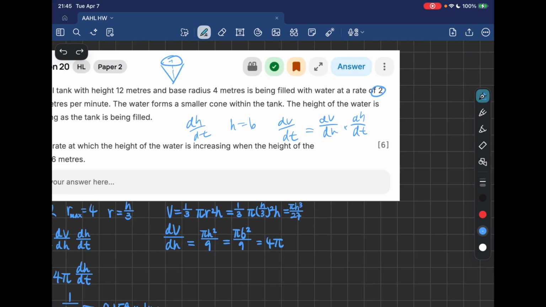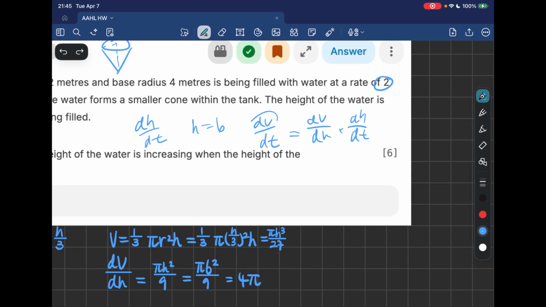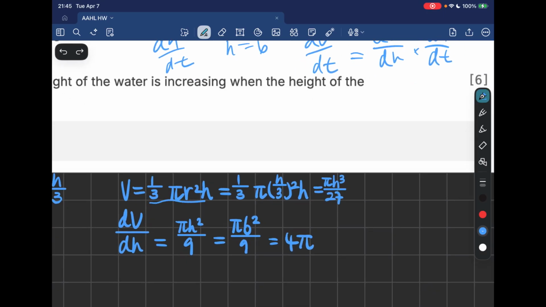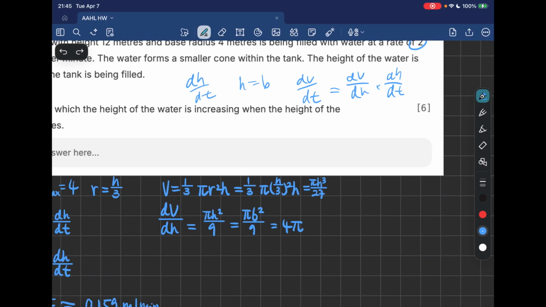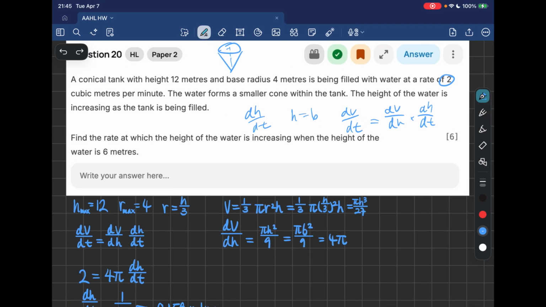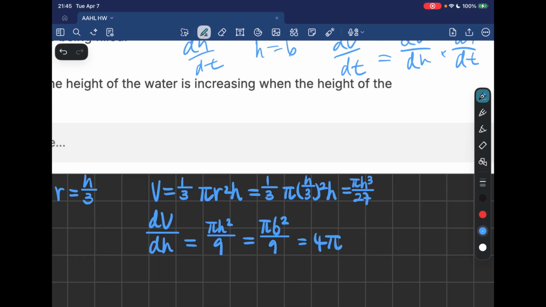So we already know this, and we want to know this, and we can find something for this. The volume formula for a cone is this, and we don't want to have two variables in there, so let's find a relationship between h and r, right? So h equals 3r, and r equals h over 3.